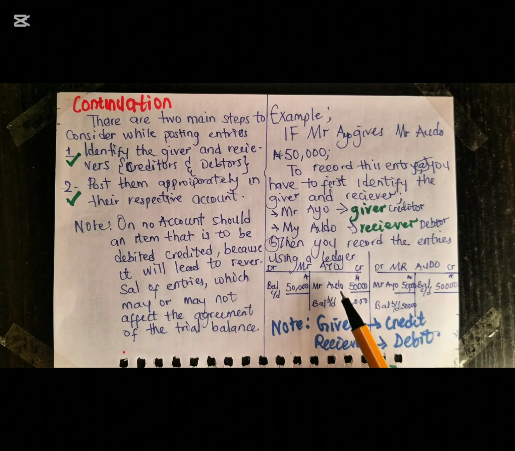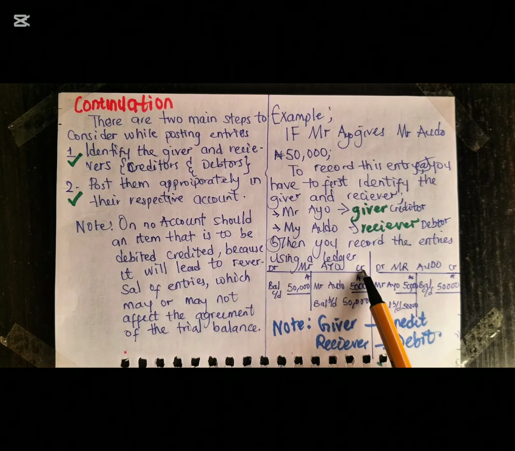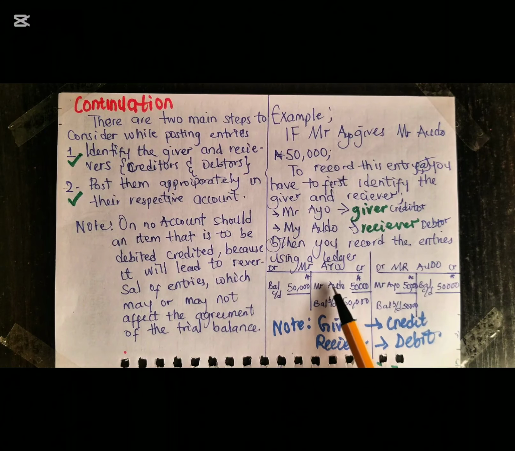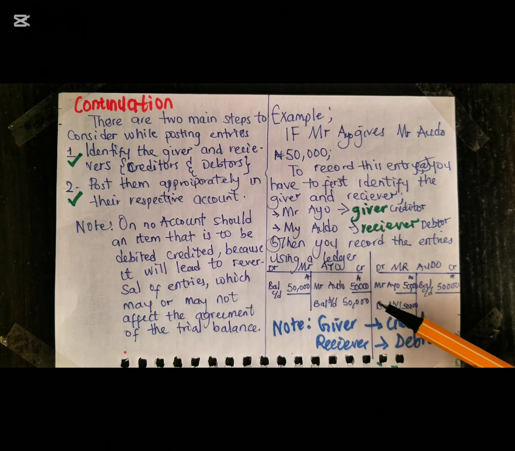So now, I said Mr. Ayo is giving, right? So he's a creditor. You're going to credit his account. Pay very deep attention to what I'm about to say. Mr. Ayo, you're going to put his particulars as here, Mr. Audu. Let me make an example, a brief example.